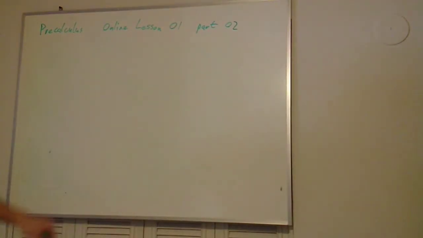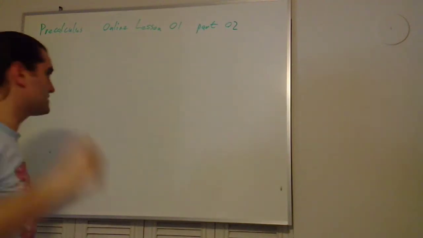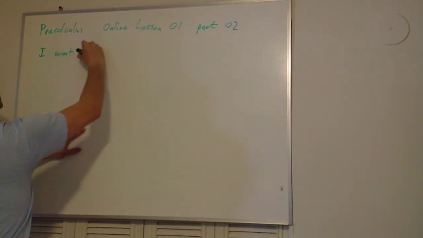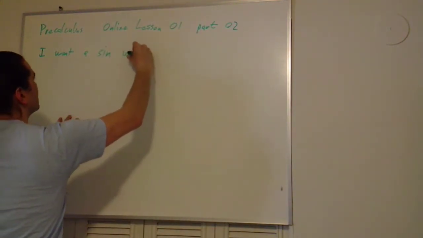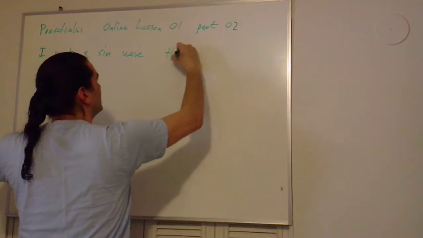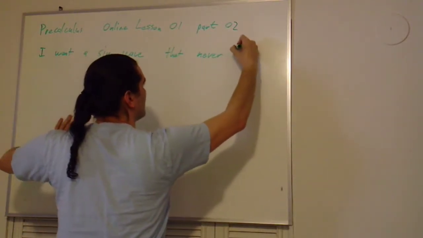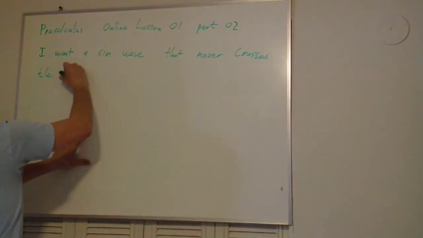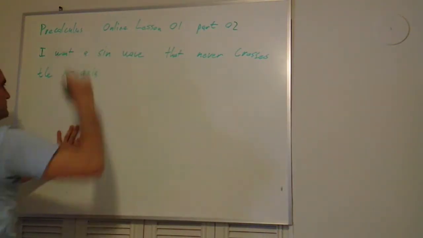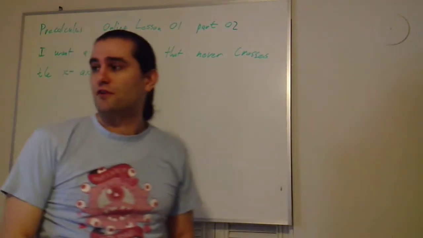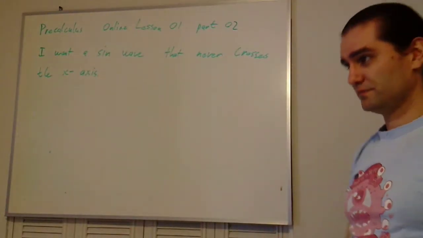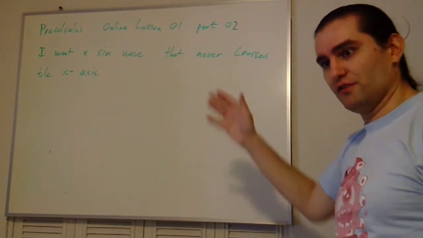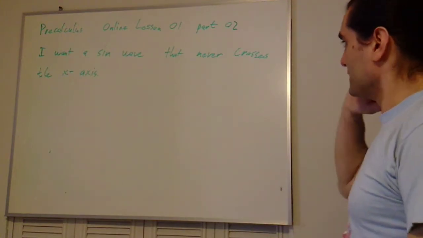Okay, so next order of business is I want a sine wave that never crosses the x-axis. Standard issue sine wave crosses the x-axis approximately infinitely many times because it's periodic. It just does it over and over and over and over again. I want a sine wave that never does that.